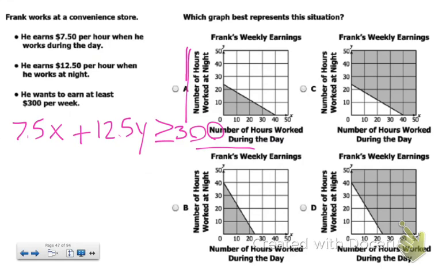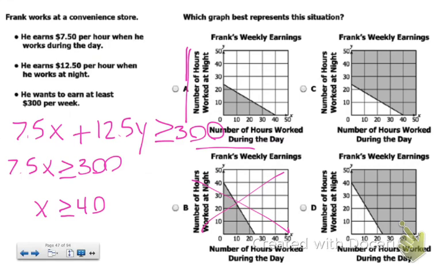Okay, so the best way to do this one, because it's set up like this, is to find x and y intercepts. So to find the x-intercept, remember we make y 0. So you end up with 7.5x greater than or equal to 300. To solve for x, you're going to divide, and you end up with x is greater than or equal to 40. So on the x-axis, it needs to hit at 40. So you know it can't be C or B or D. So you know we're looking at C or A.